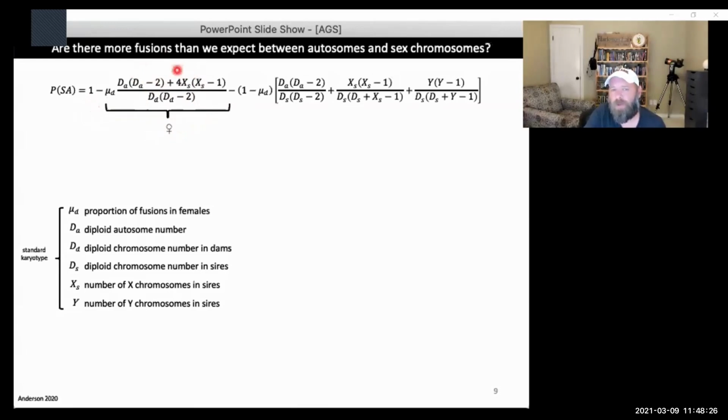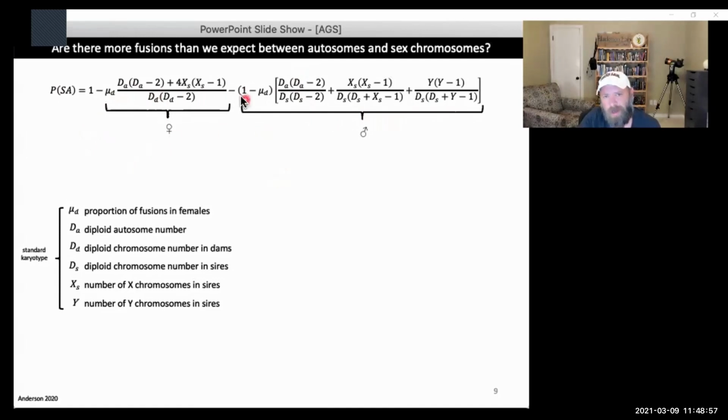So these are the only kinds of fusions that can occur in a female that don't involve the fusion of a sex chromosome and an autosome. And so we take that out of this 1. And then we also remove all of the non-sex chromosome autosome fusions that could occur in males. So here we have autosome-autosome fusions, here we have XX fusions, and here we have YY fusions. And so when we do this, what we're left with is this proportion of sex chromosome autosome fusions.